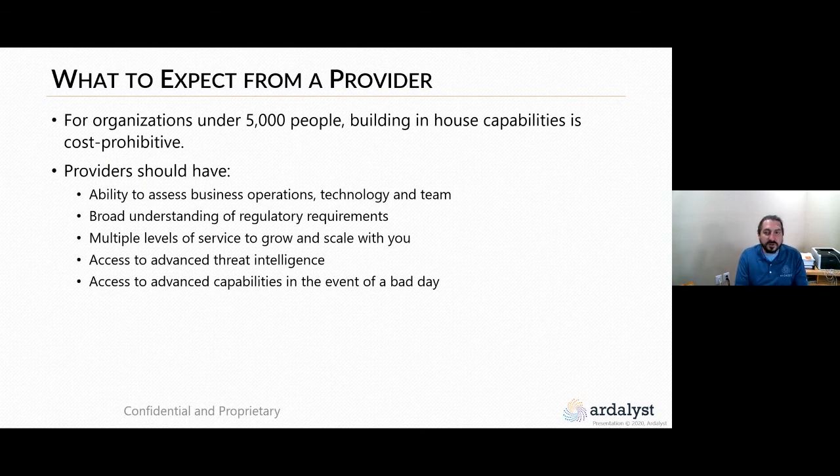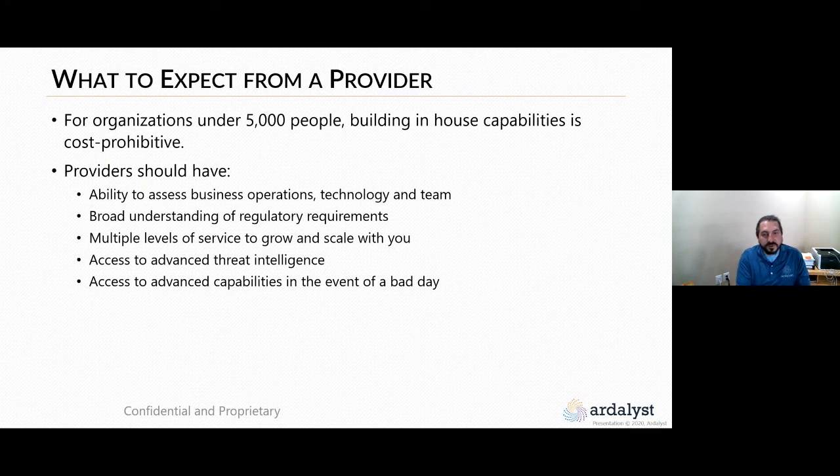So you're going to want to turn to some sort of provider or a number of providers, and just some advice on what to have that provider be capable of doing. They need to understand your business. They need to understand the regulatory requirements that apply to your business. They need to be able to scale with you. This is a journey. It's a marathon. You don't have to have everything in place on day one. So they need to be able to say, yeah, we can meet you where you are, at this level of capabilities, at this budget that you can afford to allocate to this.